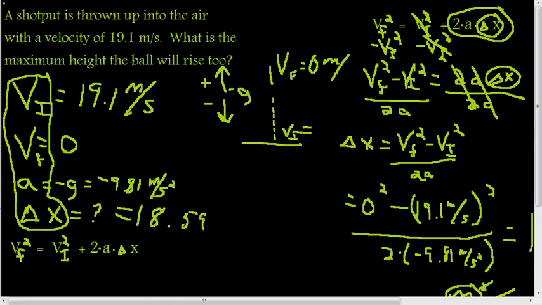And since we're mainly doing multiplication here, all of our values have 3 significant figures, so we should round our answer to 3 sig figs, 18.6 meters. And that is our answer.